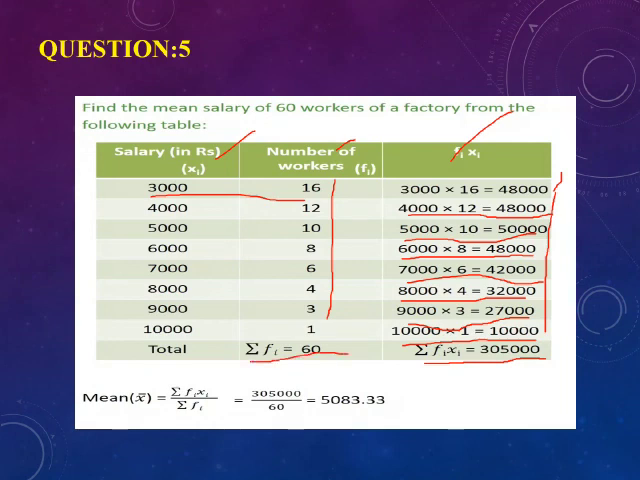Then for finding the mean value, we have a formula, that is summation fx divided by summation f. So we need to divide these two. So 305,000 divided by 60. Then 0 and 0 will get cancelled. The remaining we can cancel in the 6 table. So we'll get 5083.33.